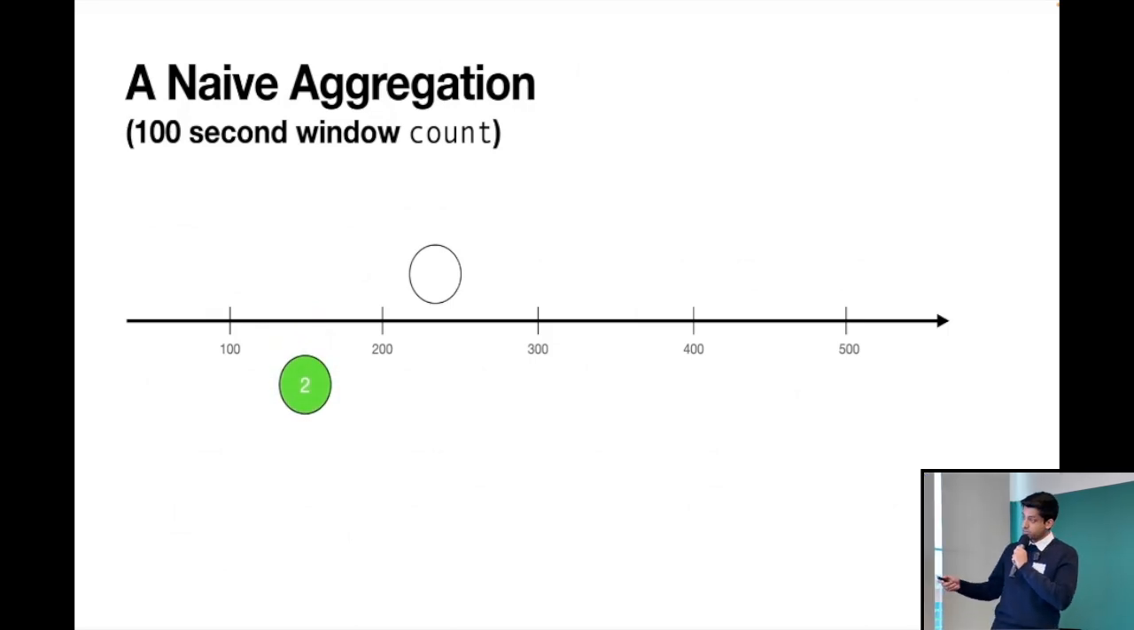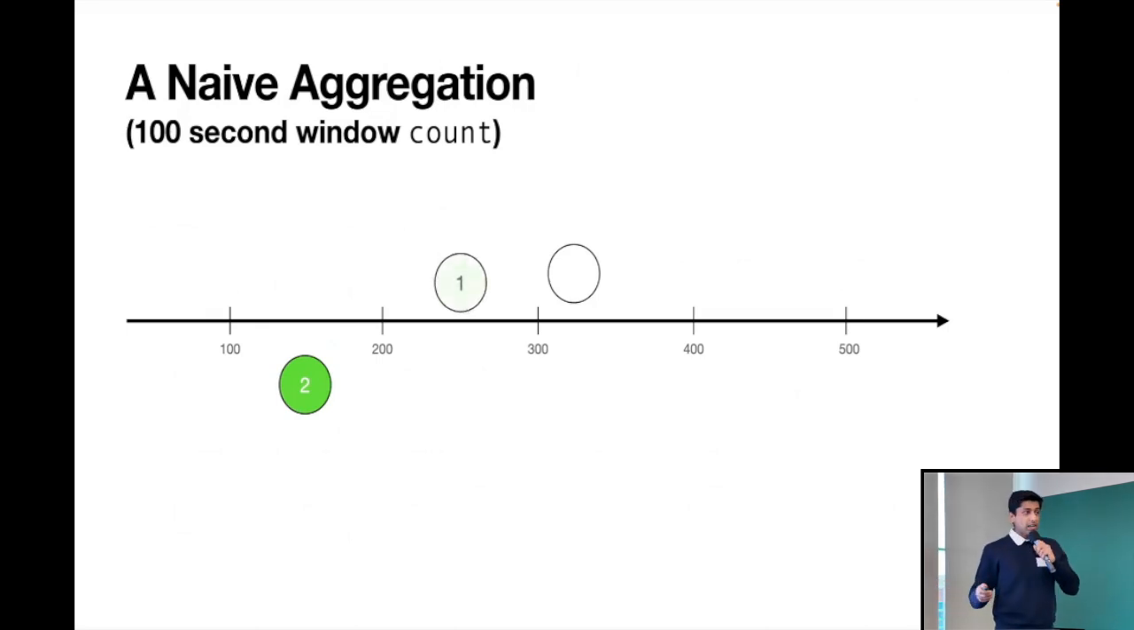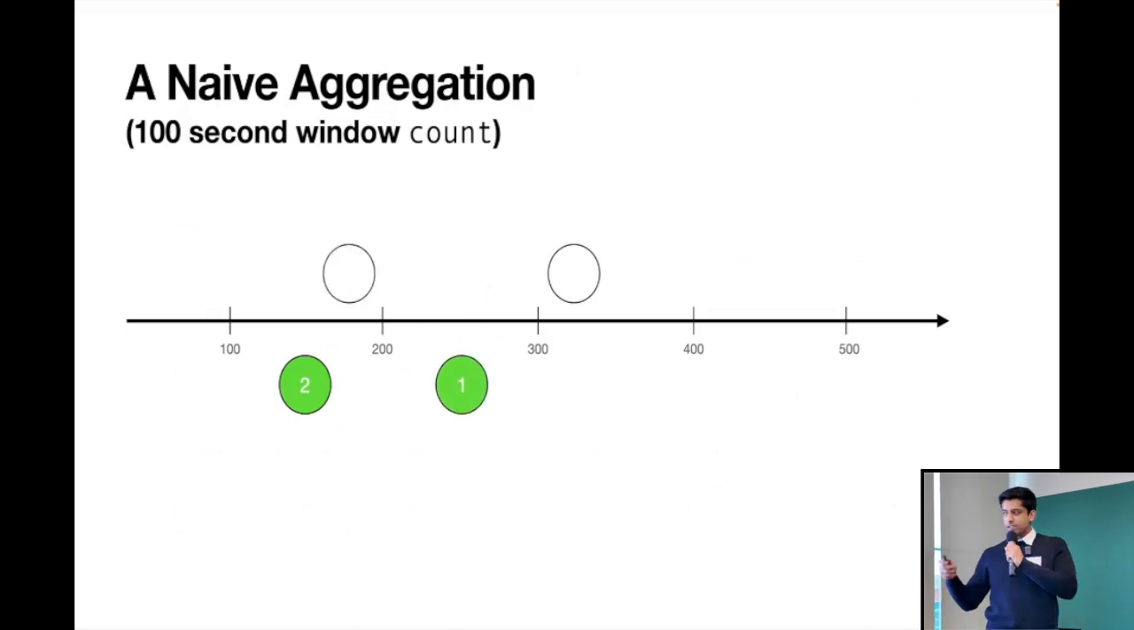You repeat the process. You see something that falls into the next window. And so you say, OK, 200 to 300 must be done. So you go ahead and compute that aggregate, and you emit that downstream. But then something happens. You receive some out-of-order data.